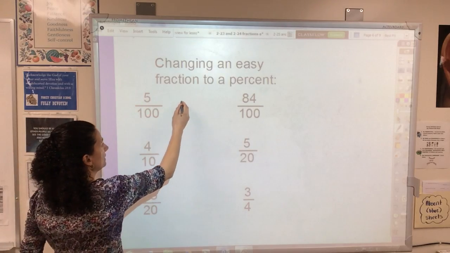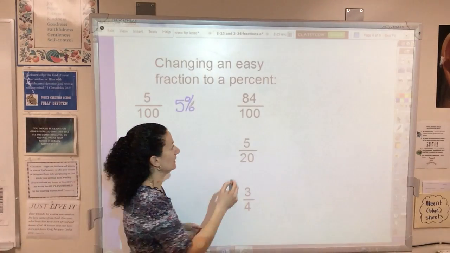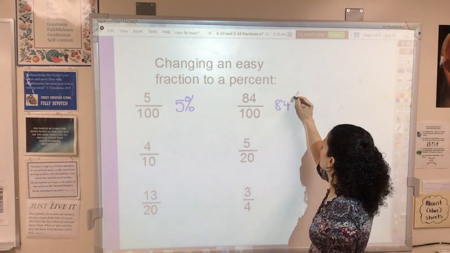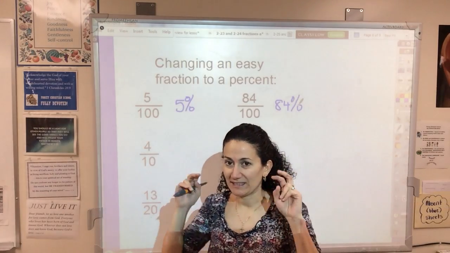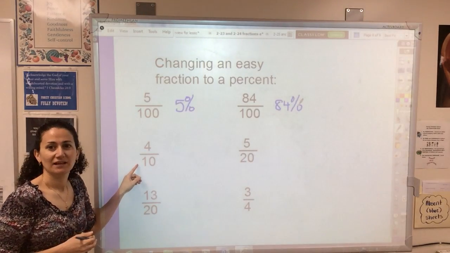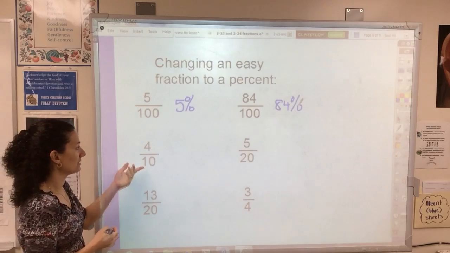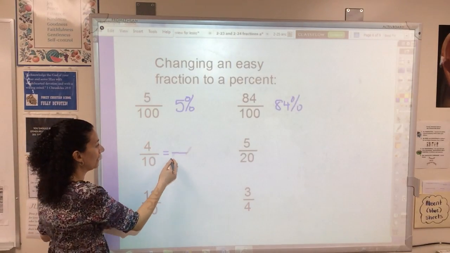5 out of 100 is 5%. 84 out of 100 is 84%. So those are really easy. There are lots of other easy denominators as well. Consider the tenths. If you have tenths, that's easily converted into an equivalent fraction out of 100.